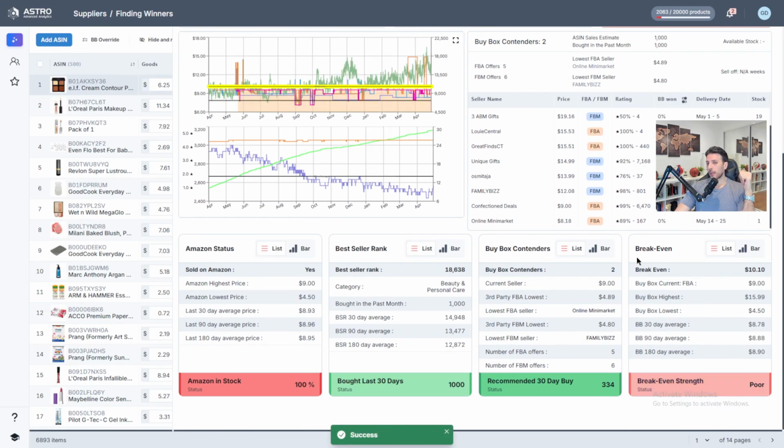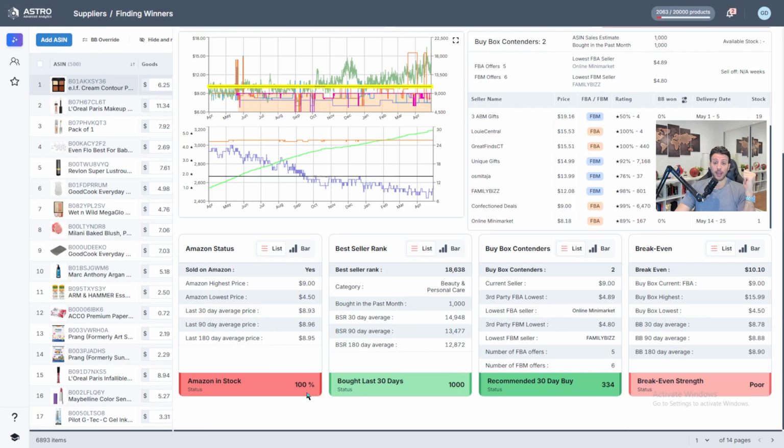So what we're going to be doing now is applying some filters to this massive list of 7,000 ASINs, trying to get to the products that we should be buying. One of the main data points we're going to be filtering by is the break-even strength, because we only want ones that are either average, above average, or excellent. Average, good, or excellent, basically.